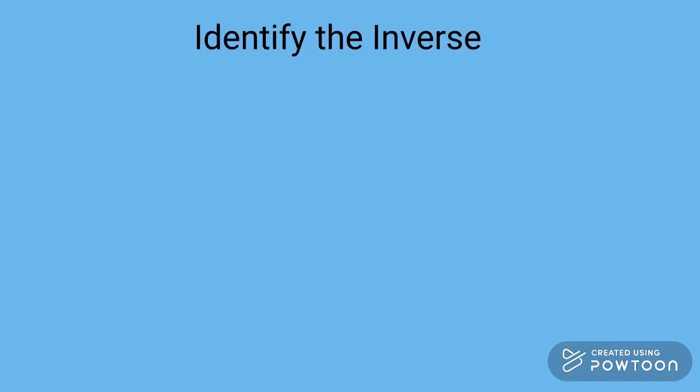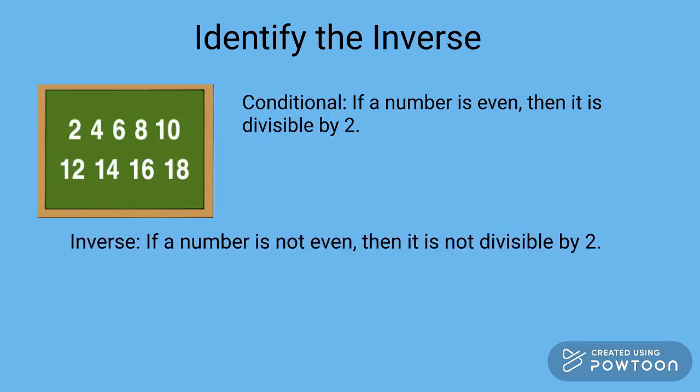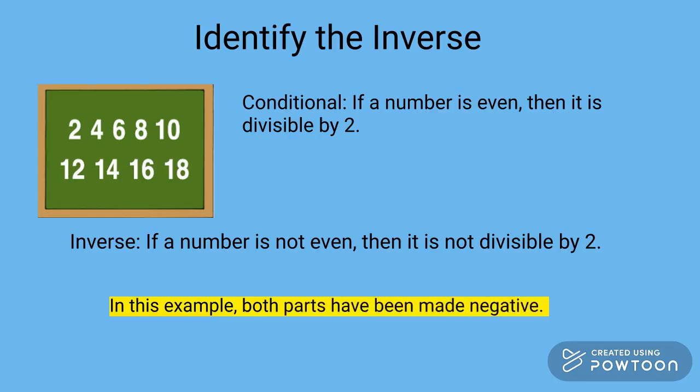Identify the inverse. A conditional statement is, if a number is even, then it is divisible by 2. The inverse of that statement would be, if a number is not even, then it is not divisible by 2. In this example, both parts have been made negative.